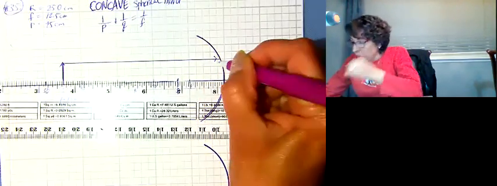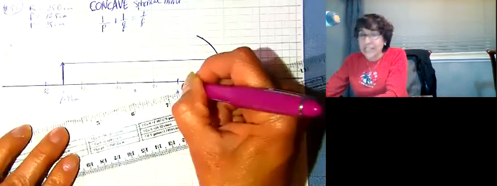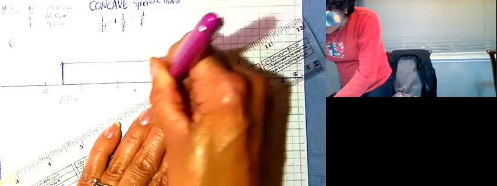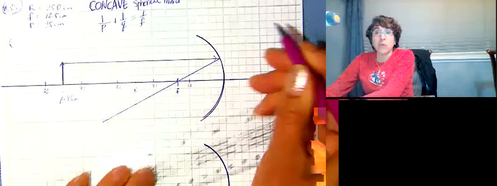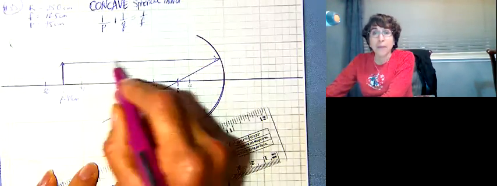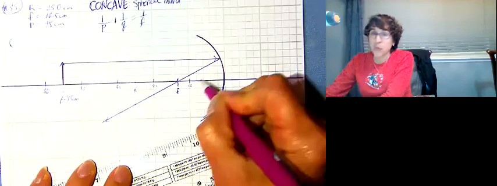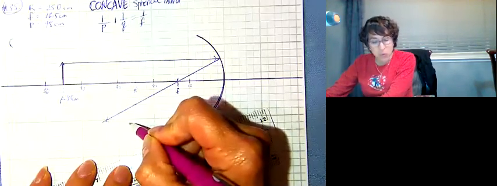What happens is from there, it's going to reflect exactly through the focal point. So assuming I'm doing this nicely to scale, here's the focal point. All right. So that ray went straight from the top to the mirror, and it gets reflected back through the focal point. Okay, that's one of them.